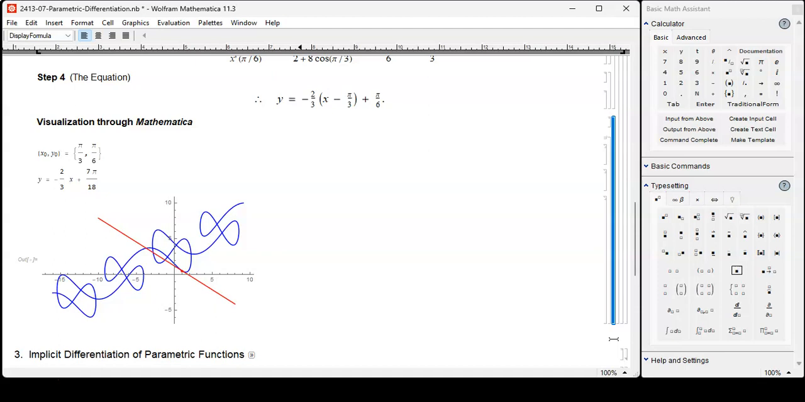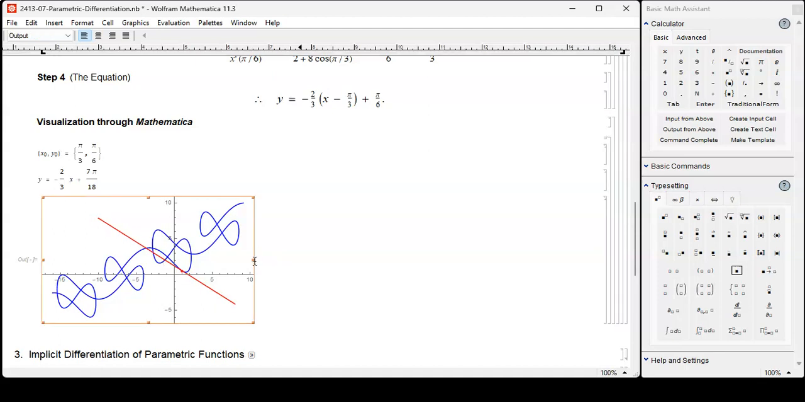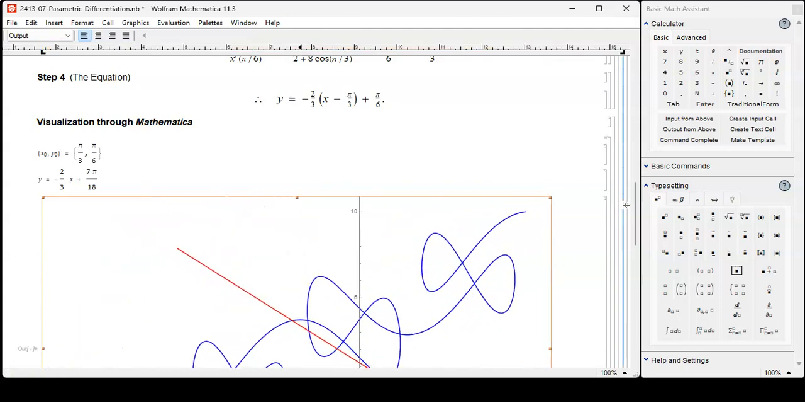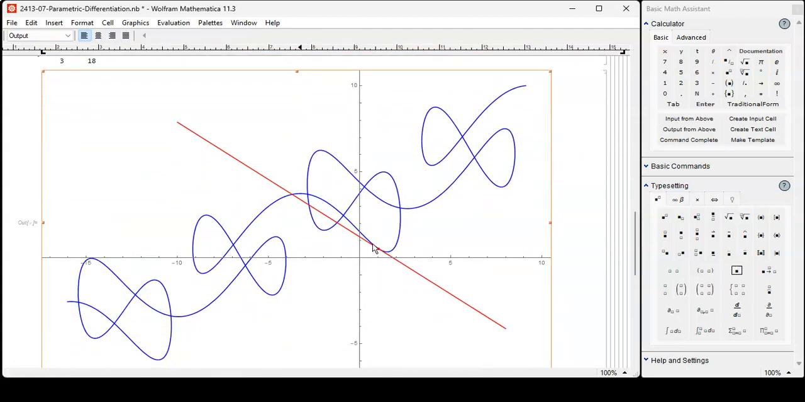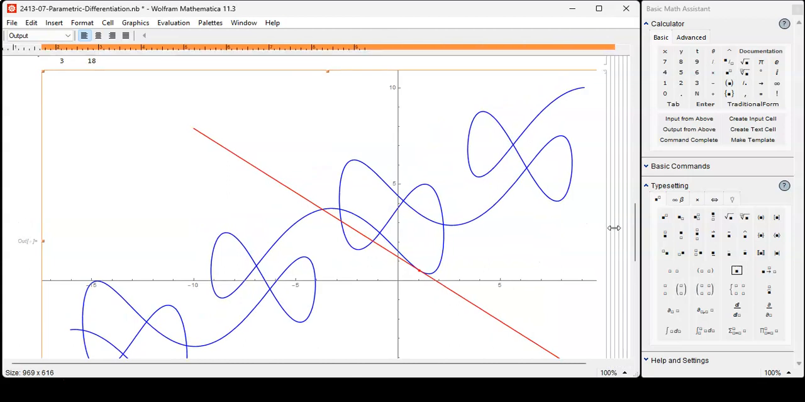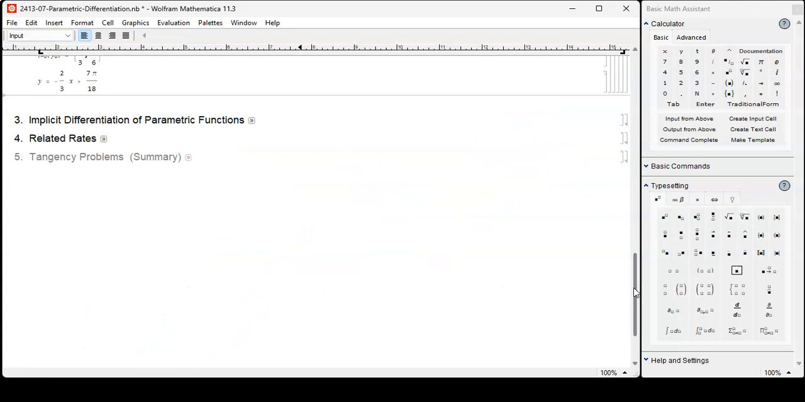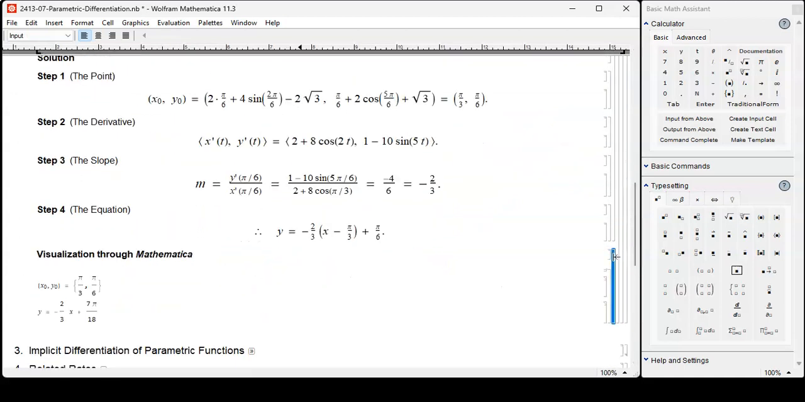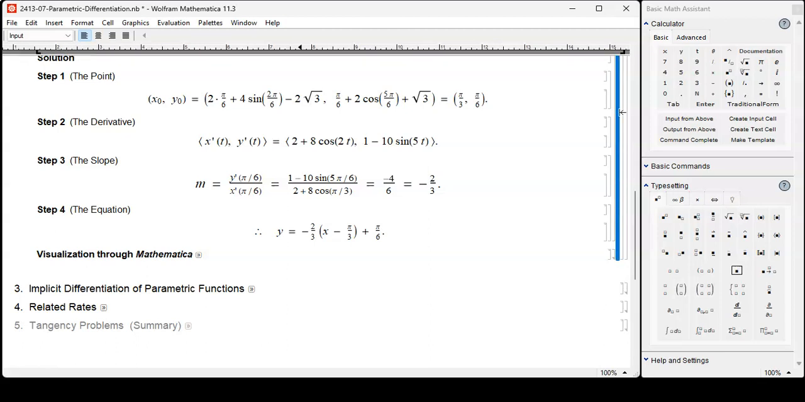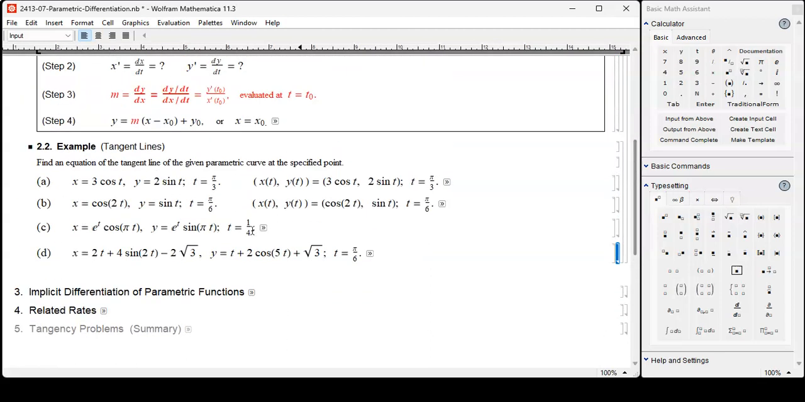Here's the visualization. At pi over 3 comma pi over 6, right here, we have a tangent line. Does it really look like a tangent line? It's a little bit difficult to see. Yeah, it looks like a tangent line. If I stretch this picture sufficiently, then I can see it. Yeah, it's a tangent line. So, can you apply the 4-step process again to this one here? Stop the playback and try.